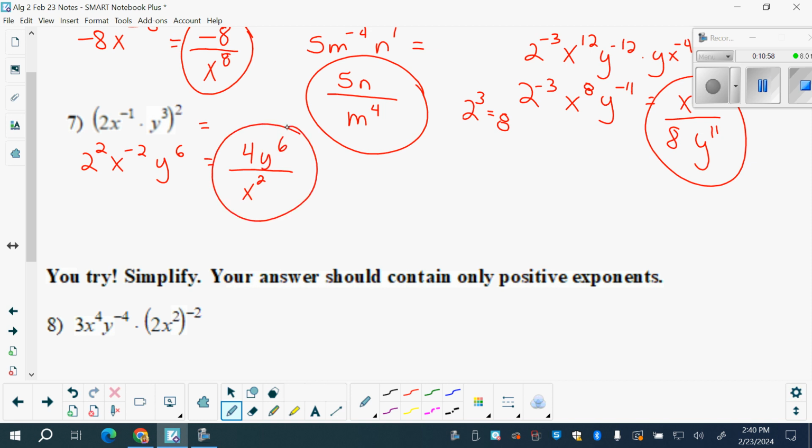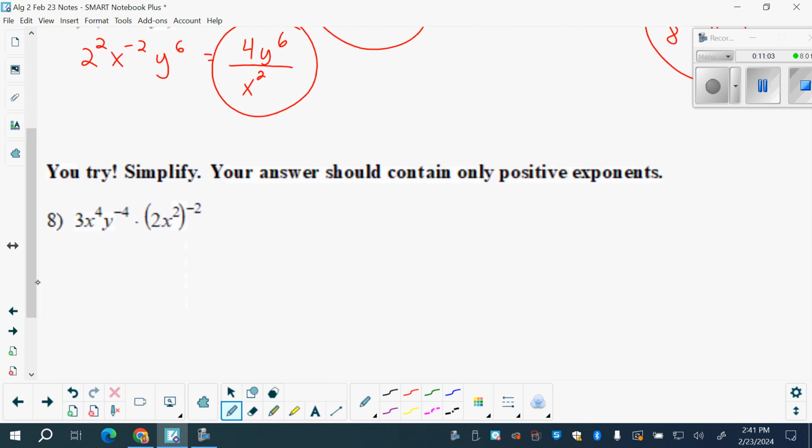Okay, so I think the U try is a little bit too hard. I'm going to change it and give you a simpler one. Okay, so I changed the U try. Go ahead and do that instead. And make sure you write your answer with positive exponents.